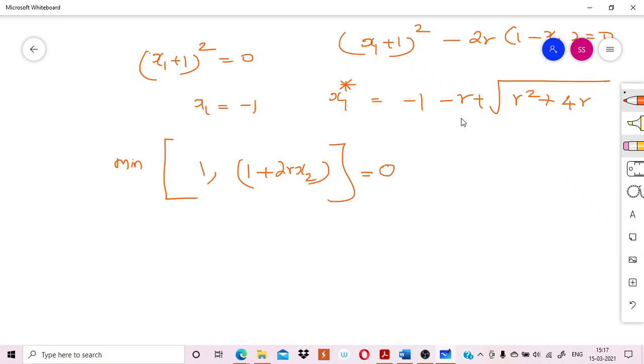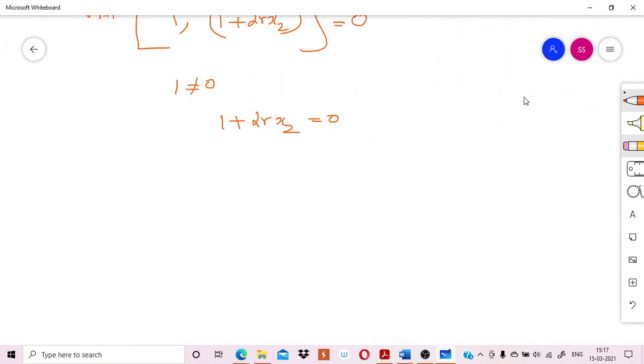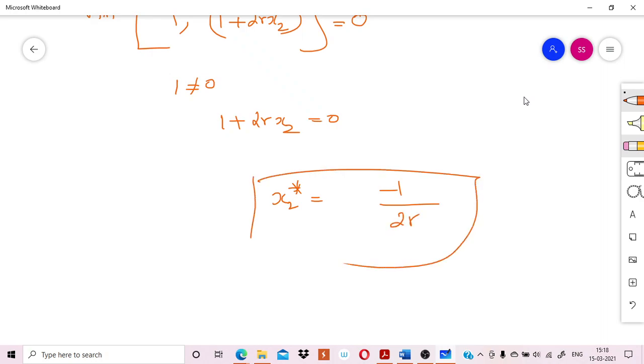Okay, so if you solve this, then 1 cannot be equal to 0. So the other choice will be 1 plus 2rx2 equal to 0. So you again solve for x2, then you will get the optimal solution for x2. That is, x2 star will be equal to minus 1 by 2r. Okay, so you got x1 star and x2 star.